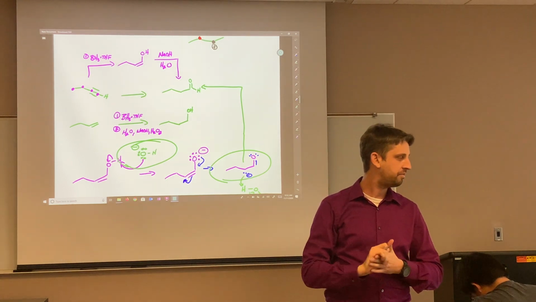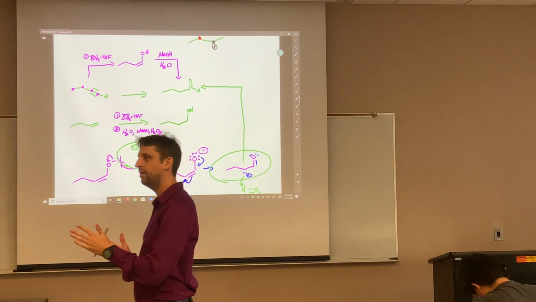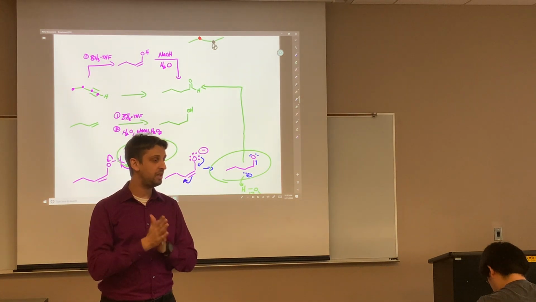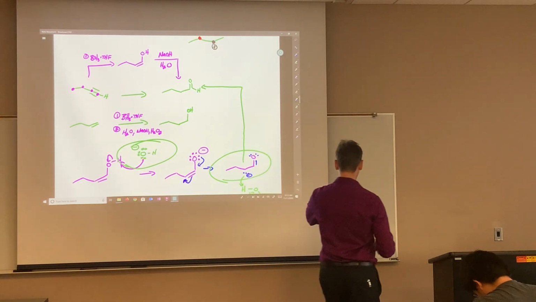So now we've got some methods to make ketones and aldehydes. And those are extremely useful functional groups. Okay? All right.